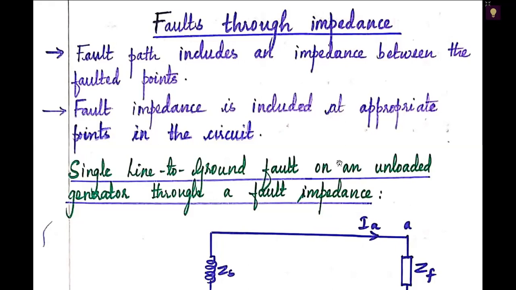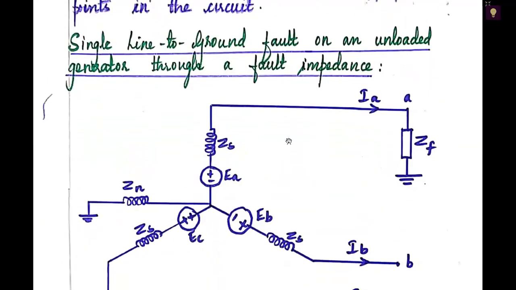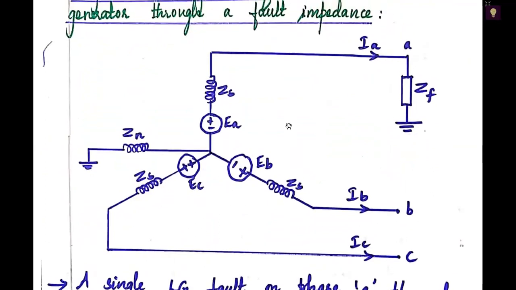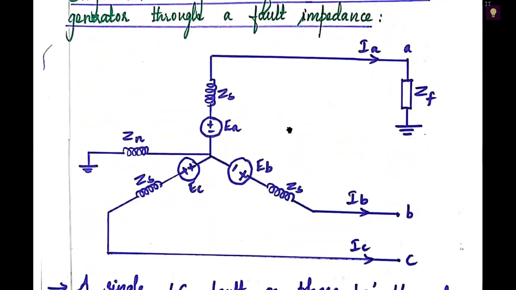The first type of fault is line to ground fault on an unloaded generator through a fault impedance. So we will analyze a single line to ground fault on an unloaded generator through a fault impedance. The circuit diagram is as shown. We are considering a three-phase generator whose star point is connected through a neutral impedance Zn. IA, IB, IC are the three line currents or the phase currents.